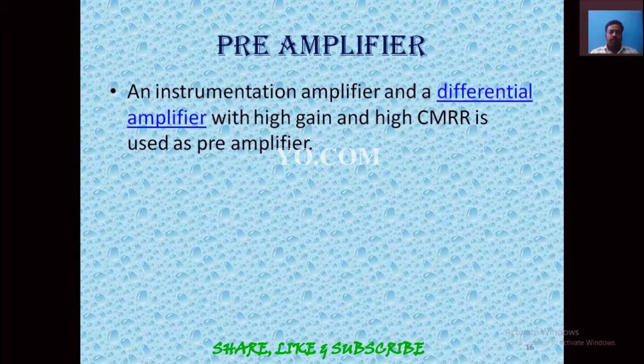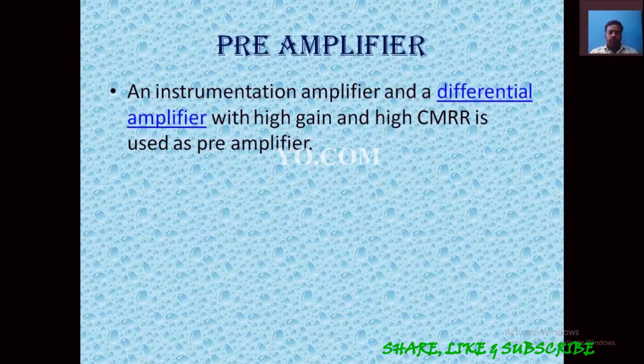What is high CMRR? CMRR means common mode rejection ratio. What is common mode? In a differential amplifier we have two inputs, V1 and V2. If you apply the two inputs and both are the same, the output should be 0. If the output is 0 when the input is the same, that is a good amplifier. That means CMRR is high. So the CMRR is mainly used to remove the noise in the system.